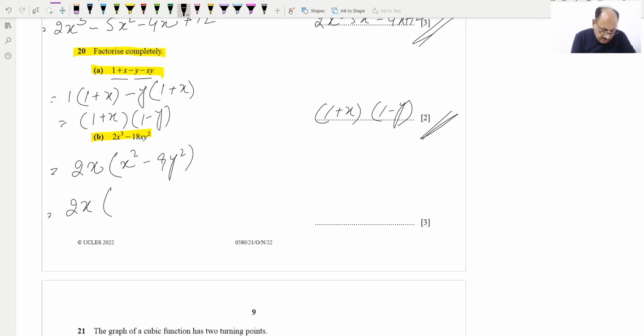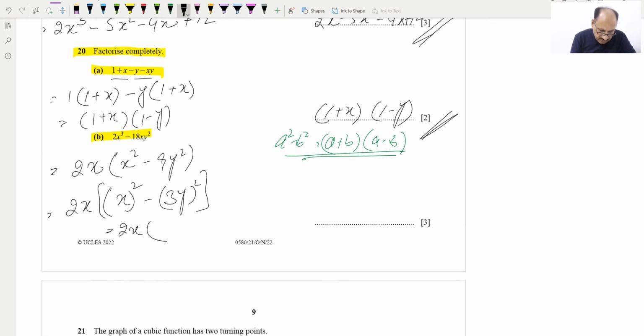So we can rewrite, because this is 3 marks, so I just wanted to add one more step, so we can write x square minus 3y and square. Now we can apply the formula, and the formula is a square minus b square is equal to a plus b into a minus b. So this formula will be applied, and we can write it as 2x, and then it will be x plus 3y and x minus 3y. This will be our answer for 3 marks question.